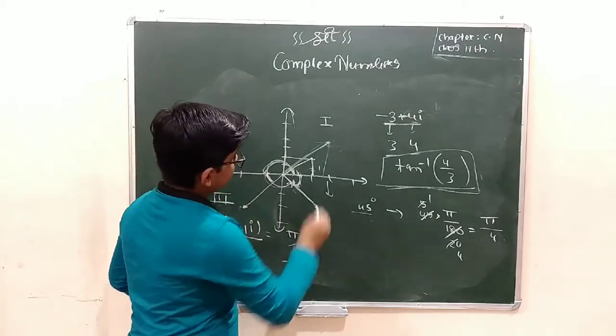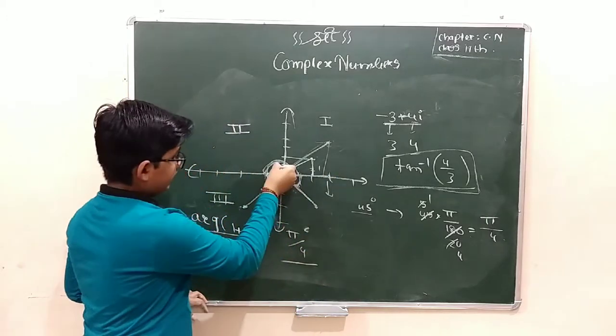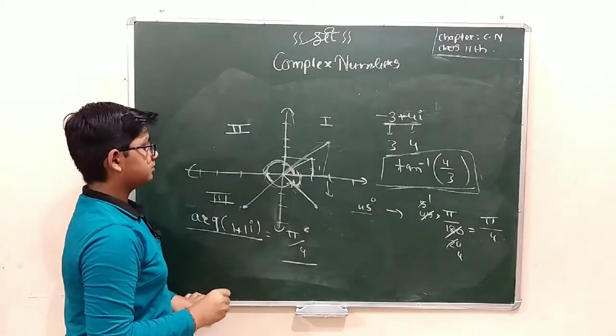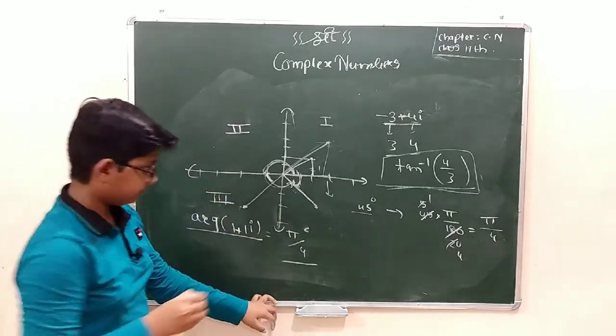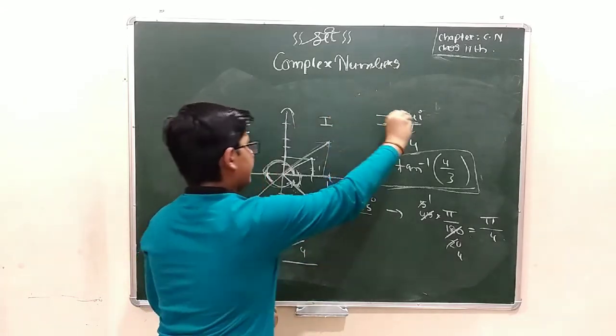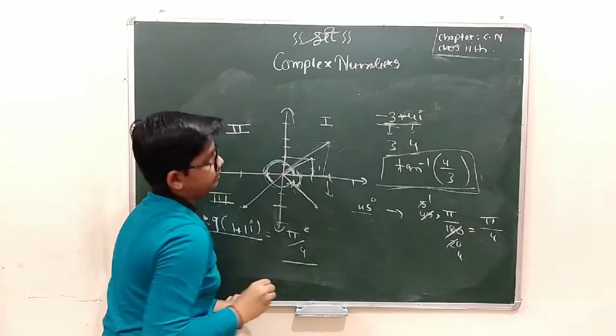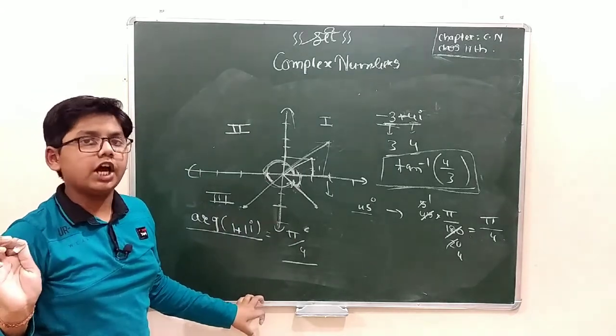In the fourth quadrant, we can see that the real axis is positive and the imaginary axis is negative. So the number is lying in the fourth quadrant when the real part is positive and the imaginary part is negative. This is all about argument.